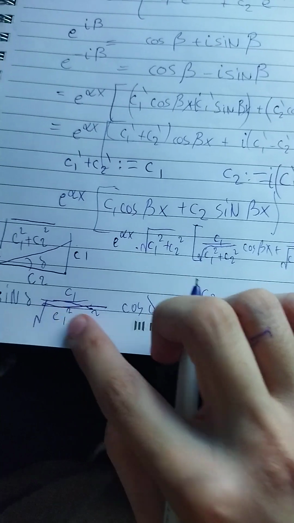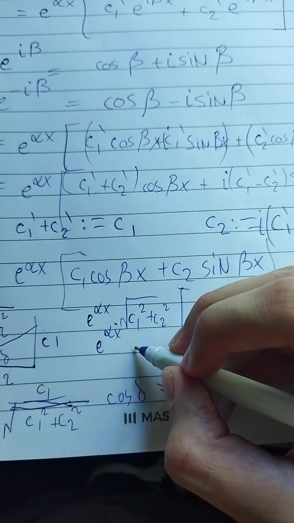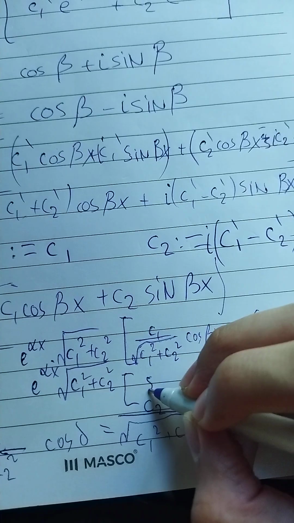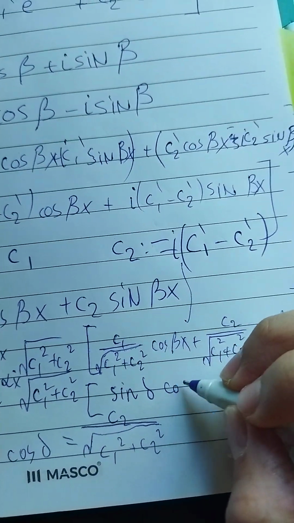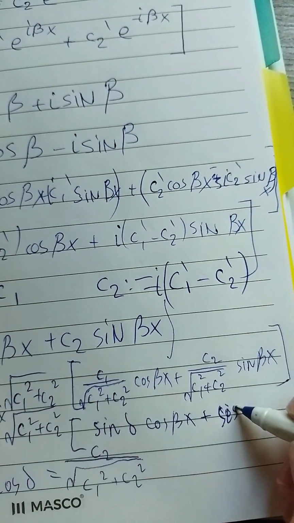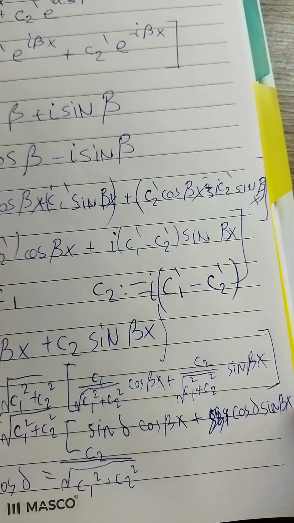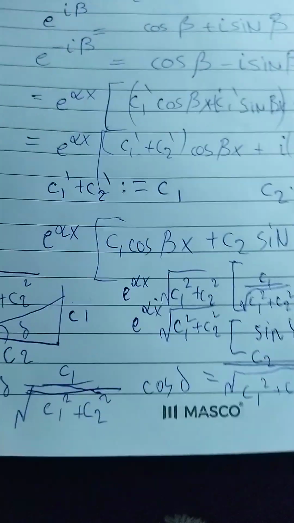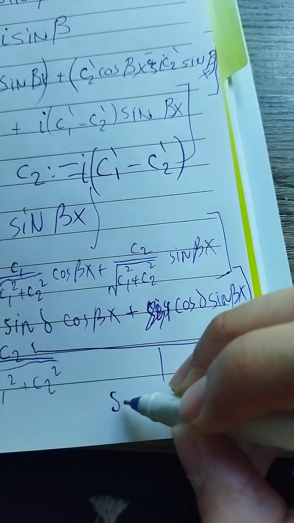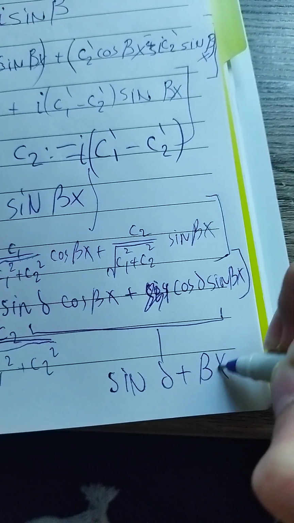Now we can use these trigonometric relations, so it becomes e to the alpha x times the square root of c1 squared plus c2 squared, times sine delta cosine beta x plus cosine delta sine beta x. Now notice that this is the sine of the sum of two angles, which is delta plus beta x.